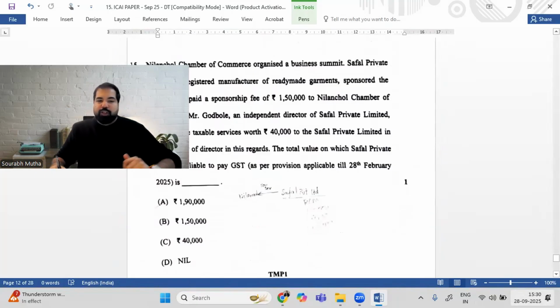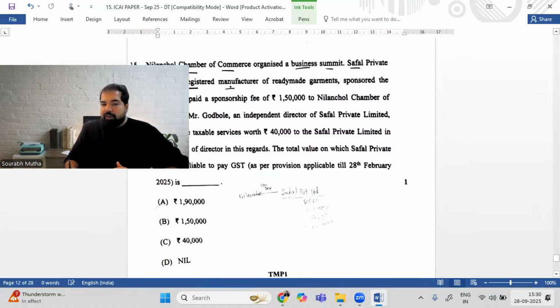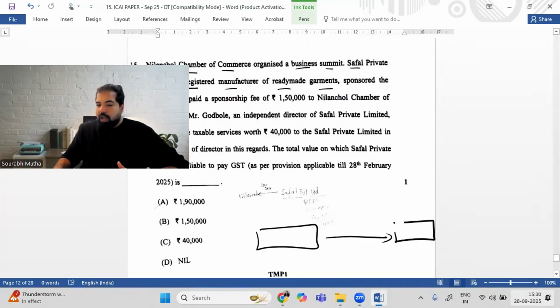Next, question number 15. It's only for 1 mark. Let's see. Nilachal Chamber of Commerce, what a name, organized a business summit. Safal Private Limited, a registered manufacturer of ready-made garments, sponsored the summit. Now, who's the supplier? Who's the recipient? We don't know. How do we know this?